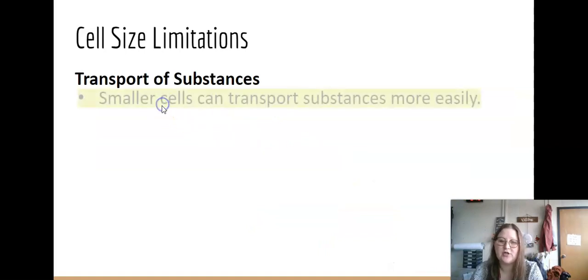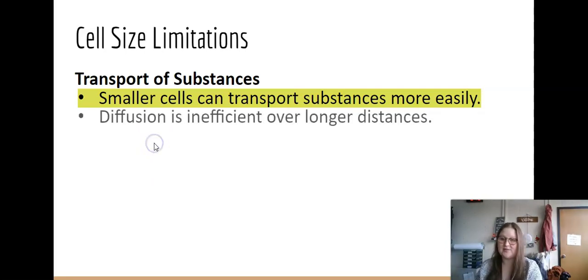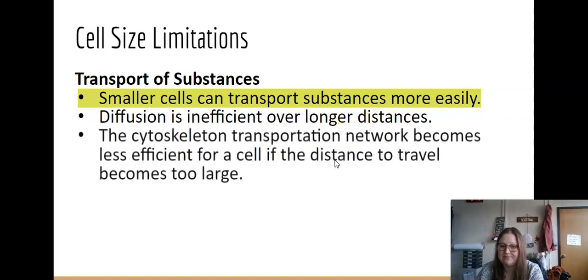We also have to think about transporting substances. Smaller cells can transport substances more easily to any side of the cell. It's not always going to want to get to the closest end. Sometimes it needs to transfer across the cell over to a neighboring cell. Diffusion is inefficient over longer distances. Diffusion works really well if it's just from here to right over there. But if we have to go cell to cell to cell, then that's not the most efficient.